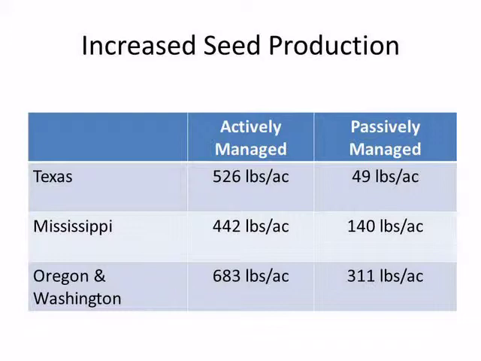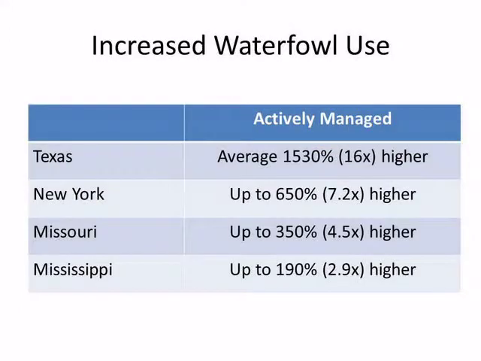And by actively managed wetlands, we're talking about disking, drawing down water, and various things that we're going to talk about later. And how does that pounds per acre convert to waterfowl use? Some of these studies actually measured waterfowl use on actively managed versus unmanaged or passively managed wetlands. In Texas, some of the Playa potholes have found 16 times higher use, over 1,000 times higher waterfowl use in those areas.